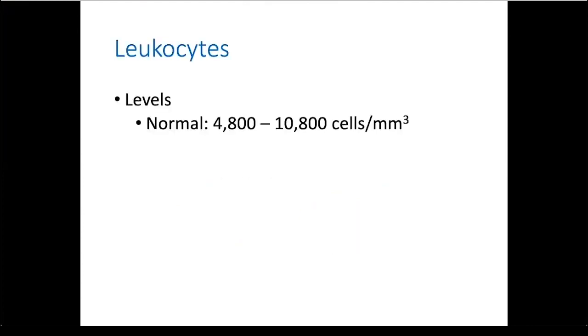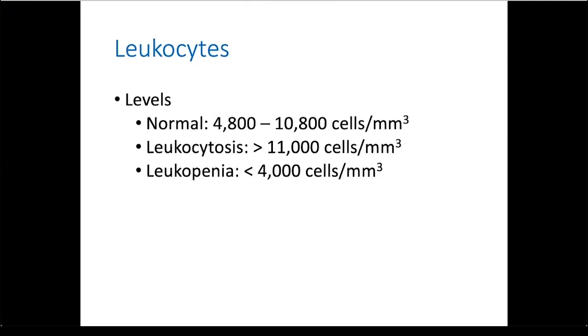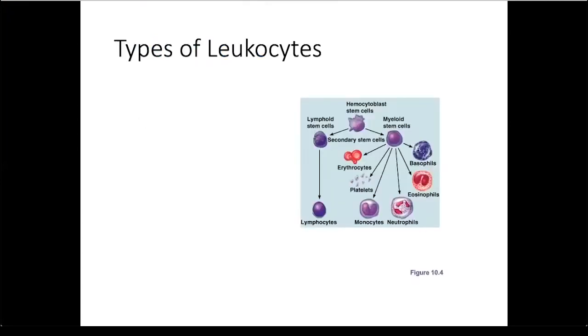A normal range or level for leukocytes in your blood is between 4,800 to 10,800 cells per millimeter cubed of blood. Elevated levels above 11,000 cells per millimeter cubed is called leukocytosis, and decreased levels below 4,000 cells per millimeter cubed is called leukopenia.